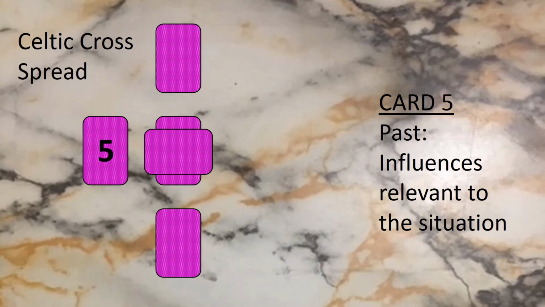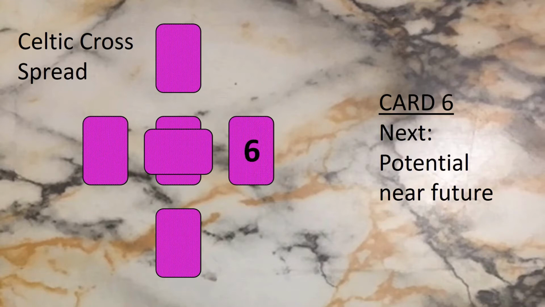Card number 5 is the past. It is influences that are related directly to this present situation. It is things that you have just gone through that have affected where you are at this point. Card number 6 is next. It is potential near future. It is not the outcome. It is not the conclusion. It is the next phase of working towards that outcome.